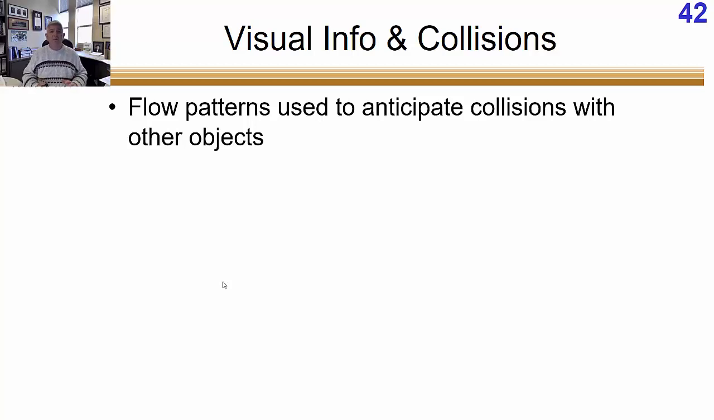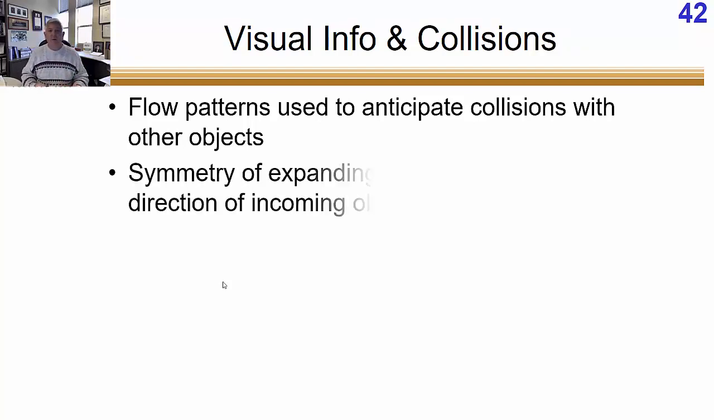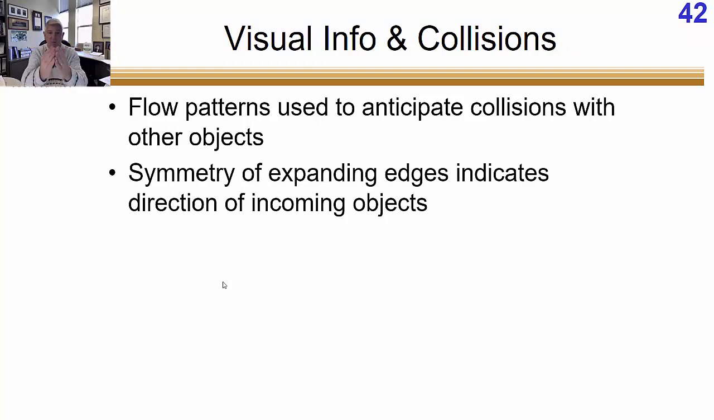All right, so we also use expanding focuses of expansion to avoid collisions with other objects, right? And so if an object is expanding in a symmetrical way towards us, then that indicates that it's coming in a straight line directly at us. If it's asymmetrical, then our vision can judge how far away that object is going to pass by us.